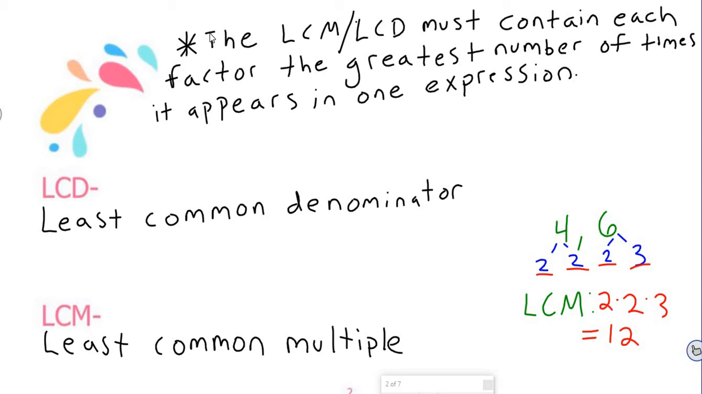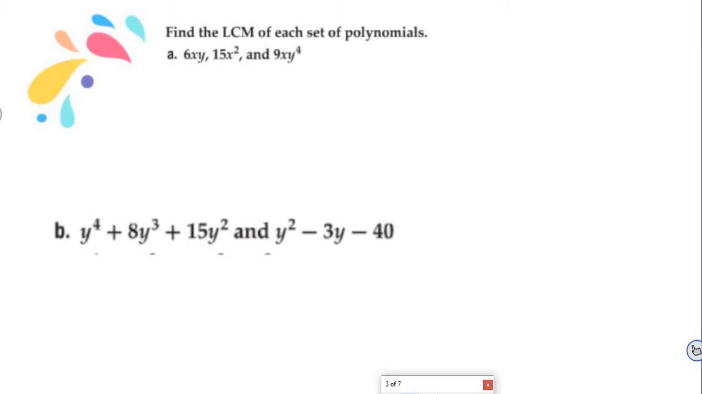Now that's going to be true no matter if we're dealing with numbers or if we're dealing with variables. Okay? So this asks us to find the least common multiple of 6xy, 15x squared, and 9x to the 4th. So what do we have to look at in order to be able to find our least common multiple? The factors. So we're going to have to do the same thing here.